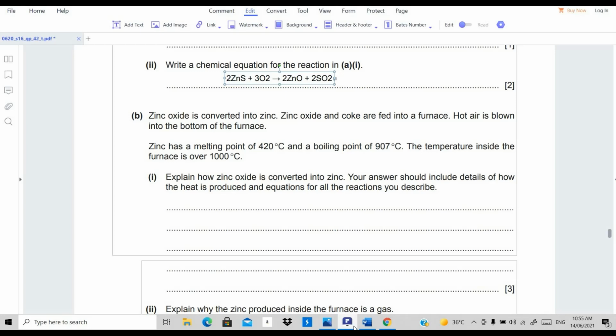Zinc has a melting point of 420 Celsius and a boiling point of 907 degrees Celsius. The temperature inside the furnace is over 1000 Celsius. Explain how zinc oxide is converted into zinc. Your answer should include details of how the heat is produced and equations for all the reactions you describe.